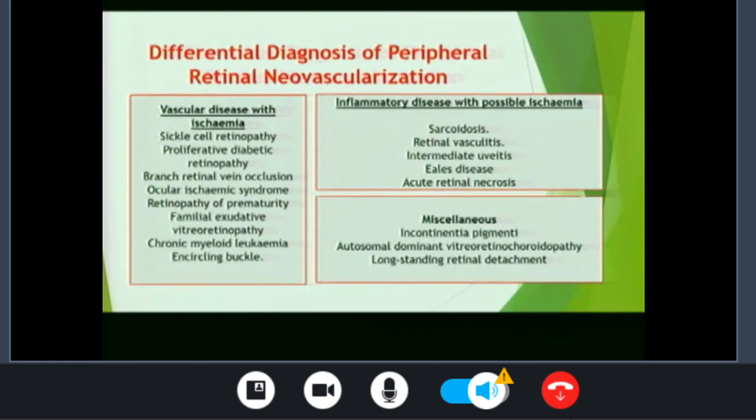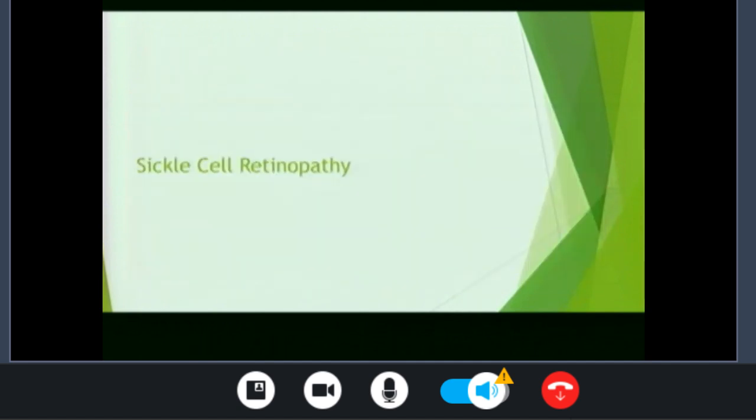It's very important to differentiate sickle-cell retinopathy from PDR. In sickle-cell retinopathy, the non-perfusion happens peripherally. In PDR, it happens in the posterior equator, starting there. And also the sea fan neovascularization we'll see later.